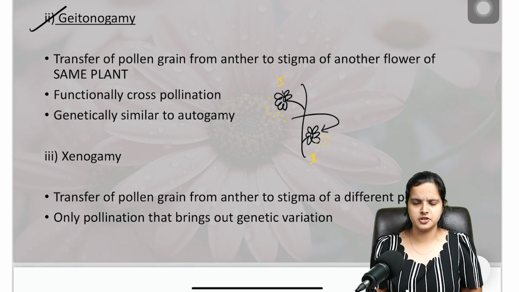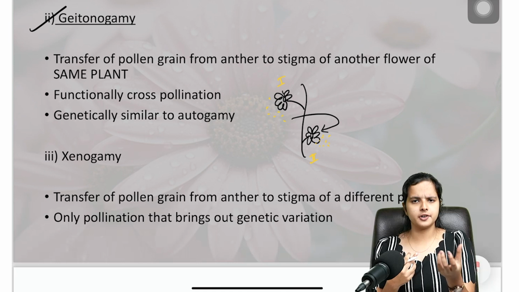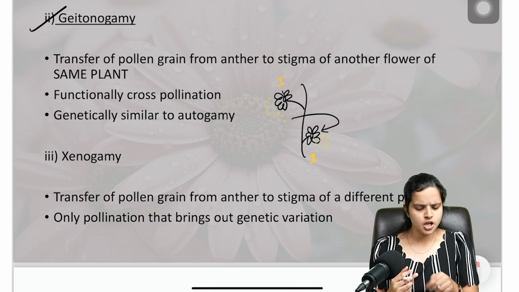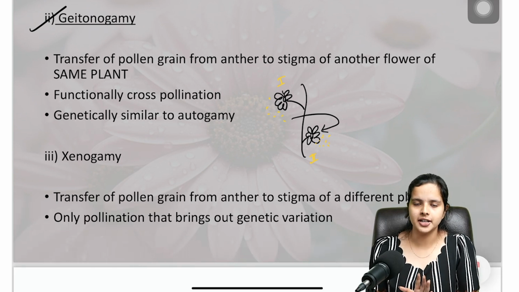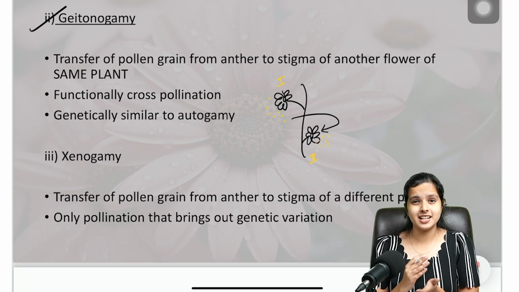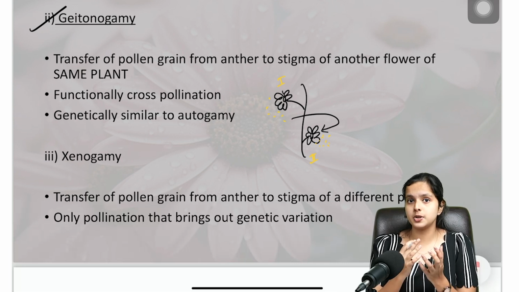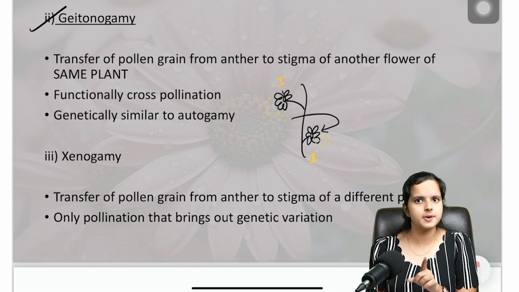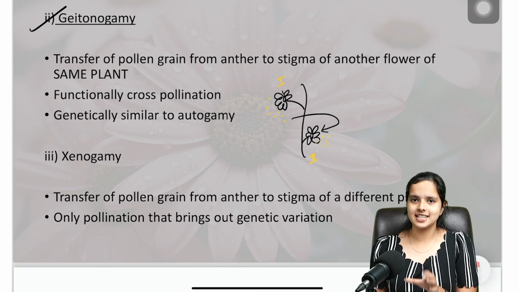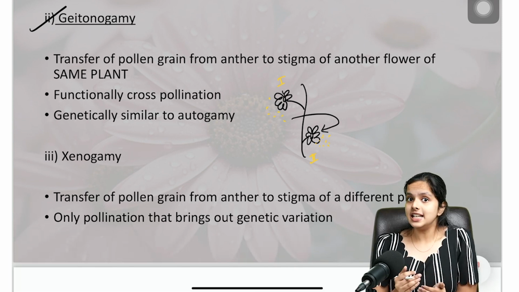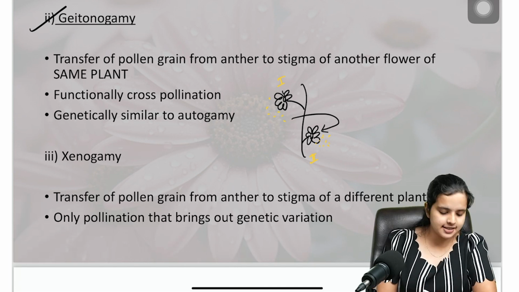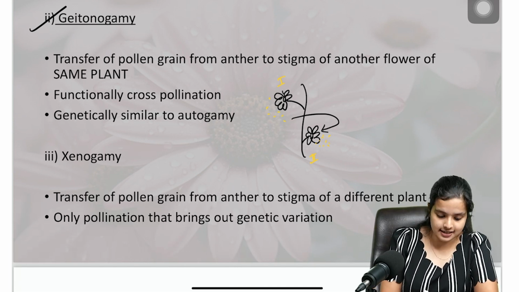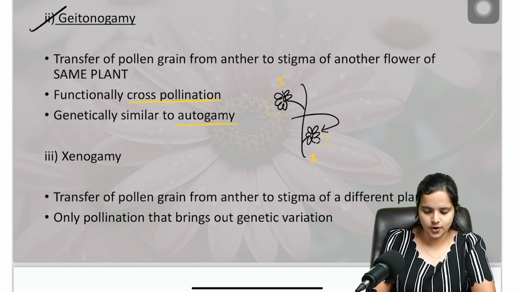geitonogamy is cross-pollination. So what do you mean by cross-pollination? Transfer of pollen grains between different flowers, right? So here the transfer is happening between different flowers. So functionally it is similar to cross-pollination. But those flowers lie on the same plant, right? So genetically, is there a difference? No. Genetic difference only happens if the transfer happens between two different plants. But here the plant is the same, right? Plant is the same. Hence, we can say that functionally it is cross-pollination, but genetically it is autogamy. Genetically it is similar to autogamy, but functionally it is similar to cross-pollination. Okay, I hope that's clear.